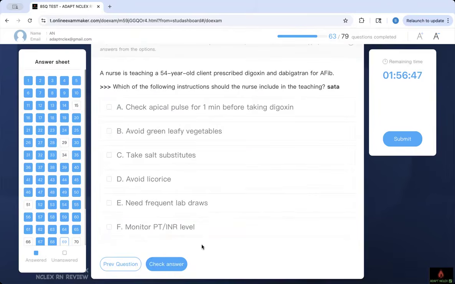And this is teaching a 54-year-old client prescribed digoxin and dabigatran for AFib. Which of the following instructions should the nurse include in the teaching? Look, how do you answer the question? There's 2 questions there. Patient is taking digoxin and dabigatran. Dabigatran, you got to identify it. This is an anticoagulant. It's a factor 10 direct inhibitor, right? And this is digoxin for rate control, and this is for anticoagulation.